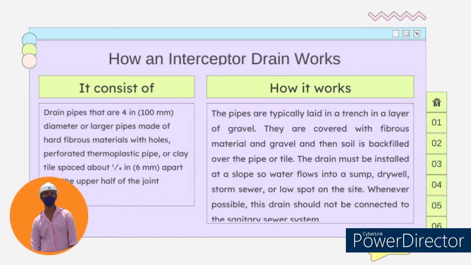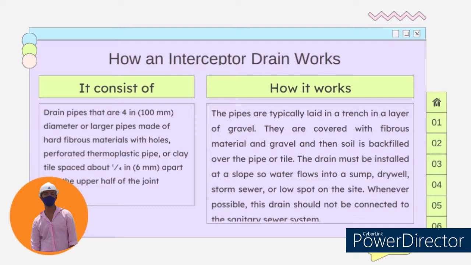It consists of drain pipes that are 4 inches or 100 millimeter diameter or larger, made of hard fibrous materials with holes, perforated thermoplastic pipe or clay tile spaced about 1/4 inch or 6 mm apart with the upper half of the joint covered. The fibrous fabric-like material that covers the pipe is porous enough to allow water to penetrate, yet impermeable enough to prevent soil and gravel from clogging the pipe.